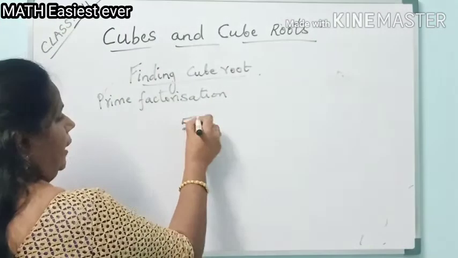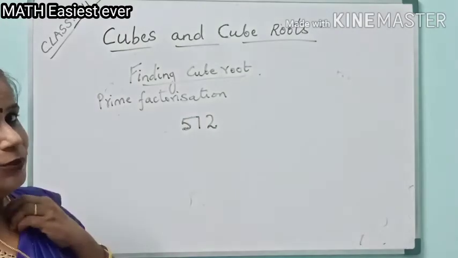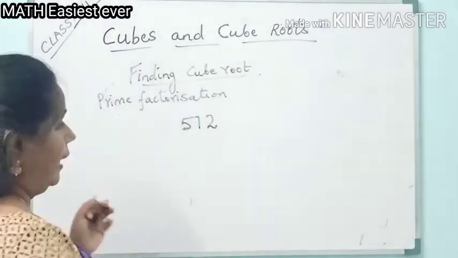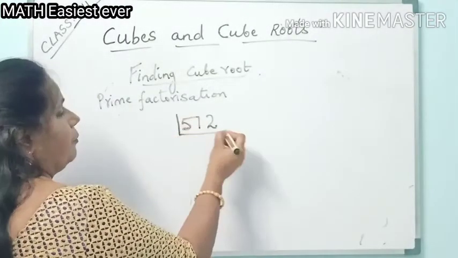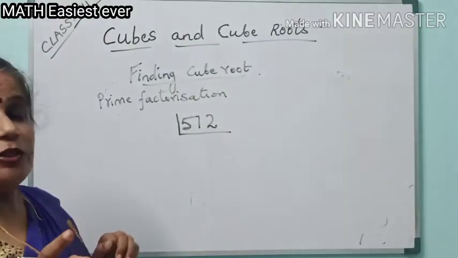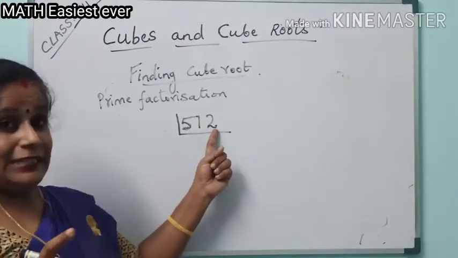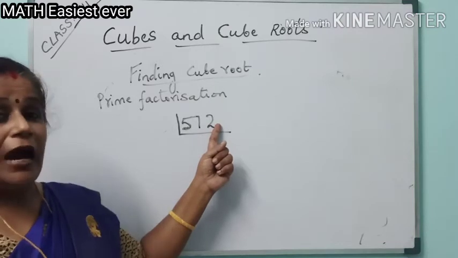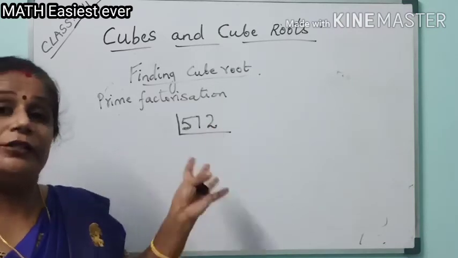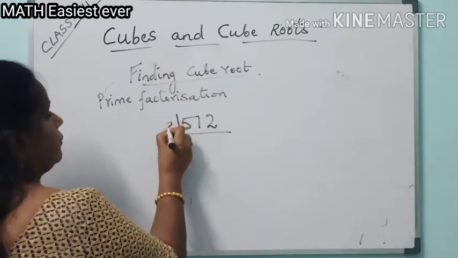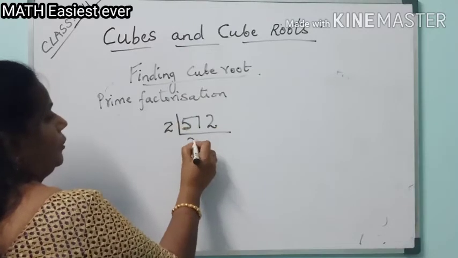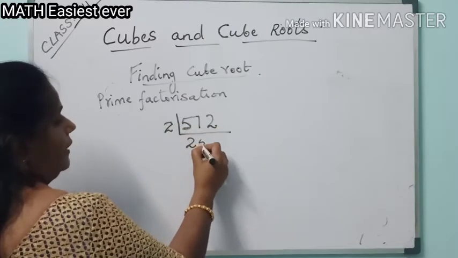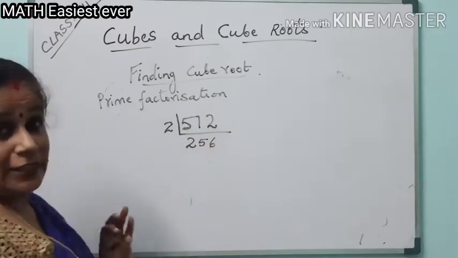512. We know the cube root is only 8, but let's do it with prime factorization and check it. So for 512, I'm going to do the L division. Since the ones digit ends with 2, I'm going to divide 512 by 2. If I divide 512 by 2, what do you get? 2 2's are 4, 2 5's are 10, and I get 256, right?